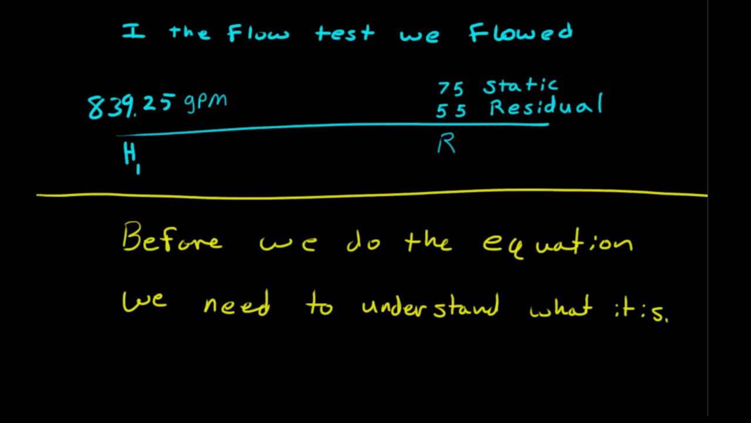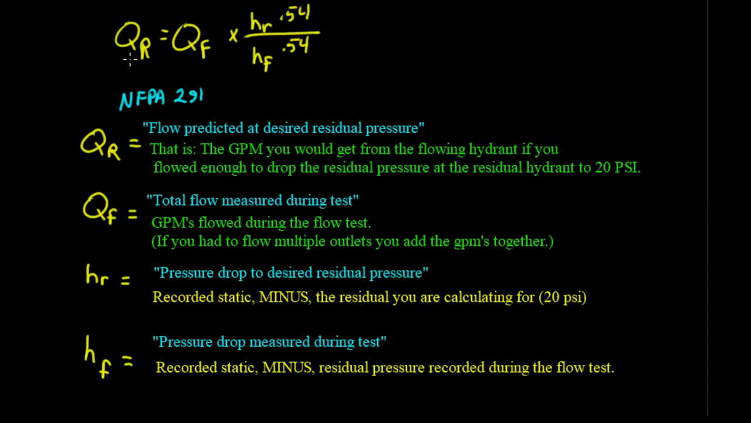All right, so in the flow test, we flowed 839.20 gallons a minute with 75 static and 55 residual. This is the equation out of NFPA 291 they've used forever for doing this. It's a little bit complicated, what they're asking. First off, QR is the flow, what they say is flow predicted at desired residual pressure. That is the gallons per minute you would get from the flowing hydrant if you flowed enough to drop the residual pressure at the residual hydrant to 20 psi.